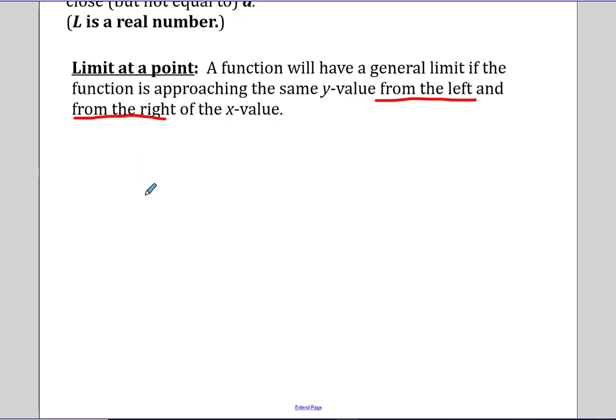So the left limit and the right limit have to agree in order for a general limit to exist. We have to consider the limits at a hole, at a jump, and at vertical asymptotes. In those cases, we may have a situation where the limit does not exist. And we'll look at that in an example coming up.